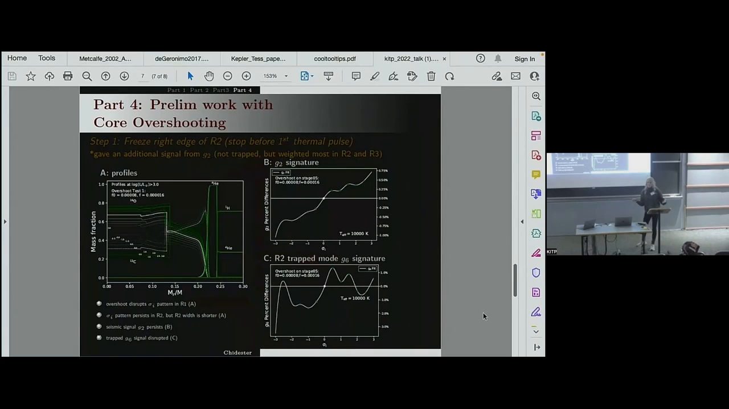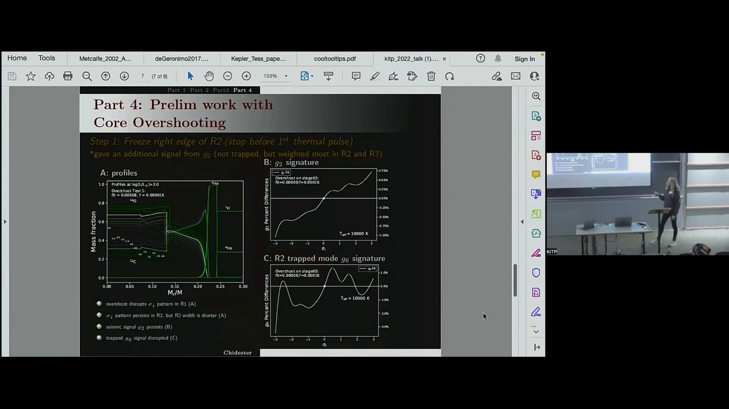That being said, we then added a little bit of core overshooting, and these are the resulting profiles. You can see that the abundances were impacted when overshooting was included, as well as this left edge of R2. Now, when we look at our seismic signatures, this top one is the G2 one. The y-axis is the percent differences, the x-axis is sigma sub I, and we still have a very beautiful pattern with the distinguishment in sigma sub I. So it persists even with our added core overshoot, given it's a small value, but more to be explored.